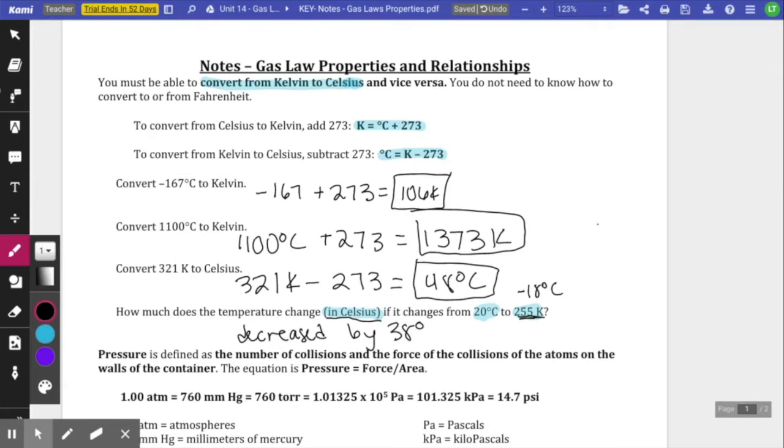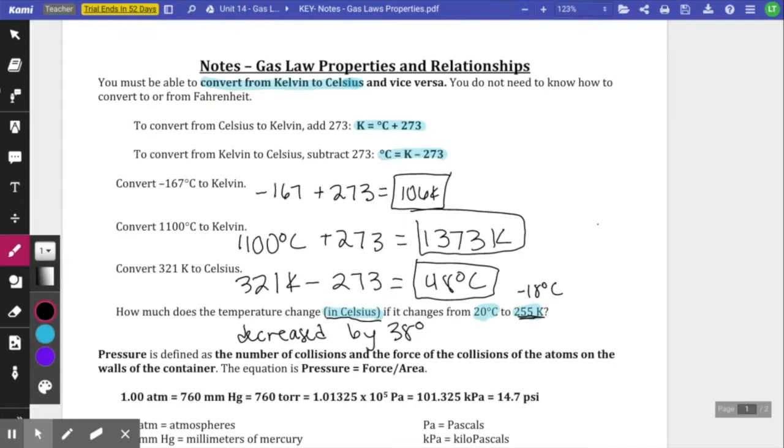So anytime you see a gas law problem, if your temperature is given to you in Celsius, you always need to convert it. We can never leave our temperature in Celsius. If you do, you will get the answer wrong. So always convert to Kelvin every single time.